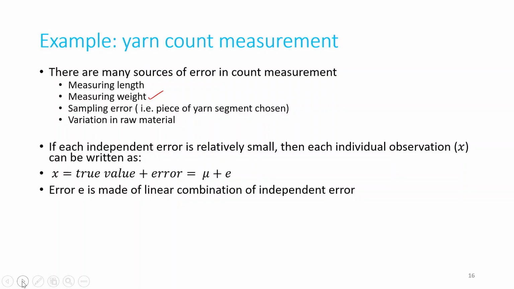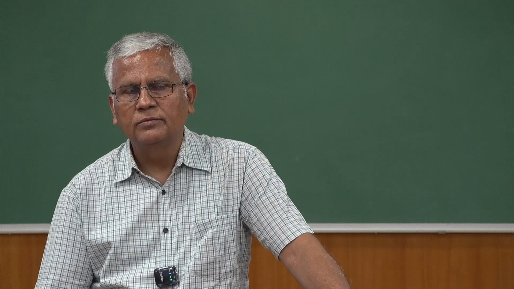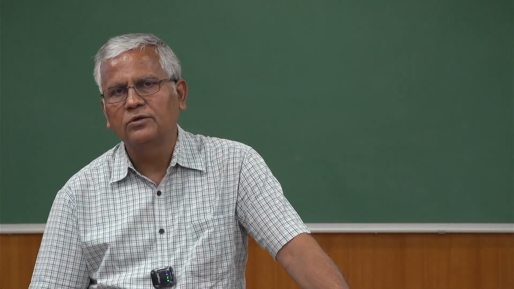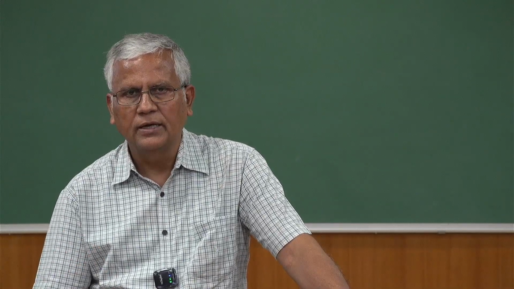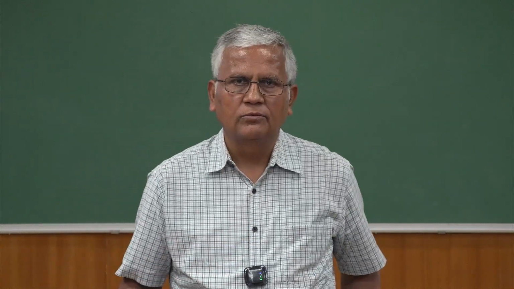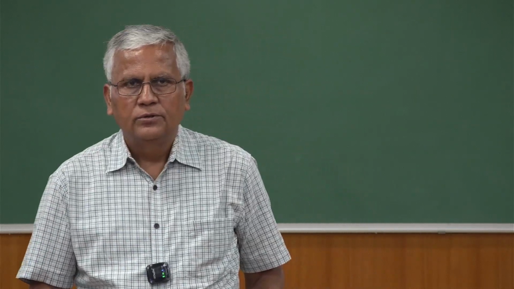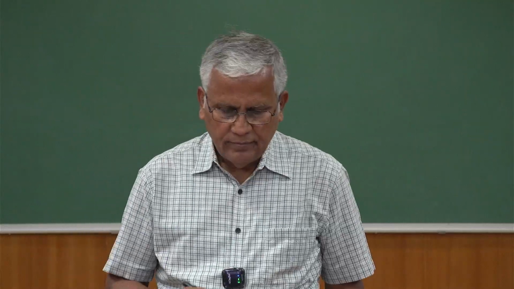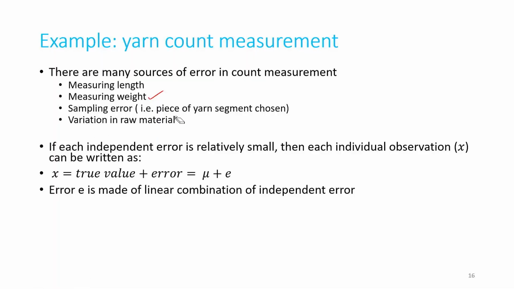Whatever may be the reason, I am biased because I am only taking the yarns from the top layers, or I am only choosing yarns from the good looking cones and discarding the cones which are not so good looking, or there is some defect in that. So there are many ways that we get biased while choosing. So there are many ways sampling error could be there. Then variation in the raw material could also be a source of variations.